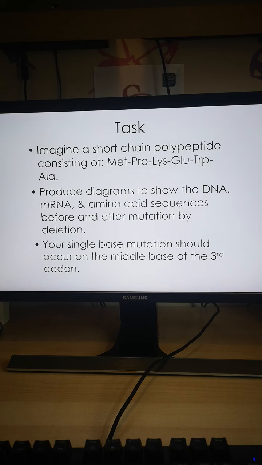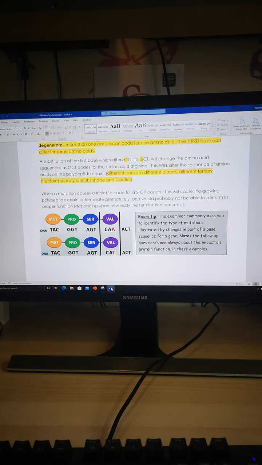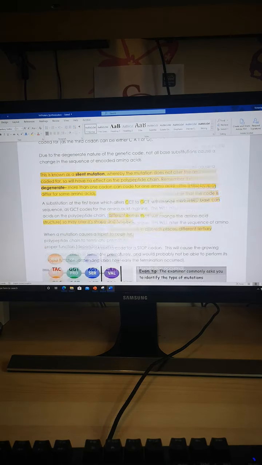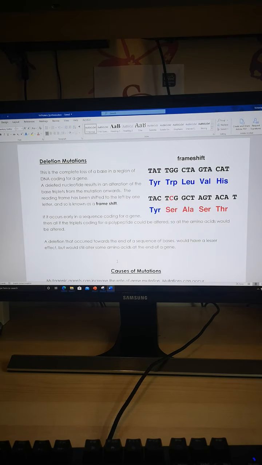Okay, right, so back into your keynotes for a moment. So we're moving on now onto page 12, which is this bit here, deletion mutations.